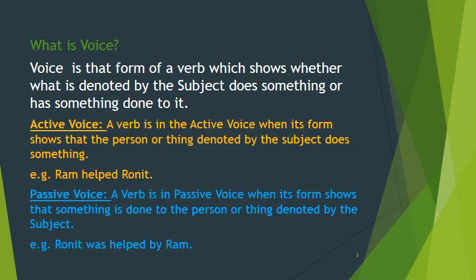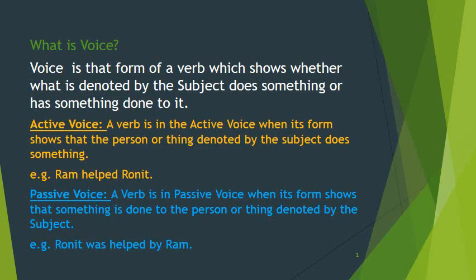A verb is in the active voice when its form shows that the person or thing denoted by the subject does something. It means the voice of the verb is active when the subject is doing the action. For example, Ram helped Ronit.